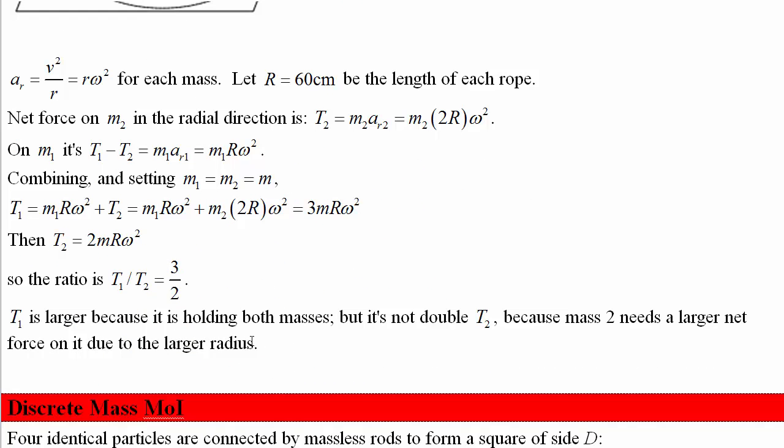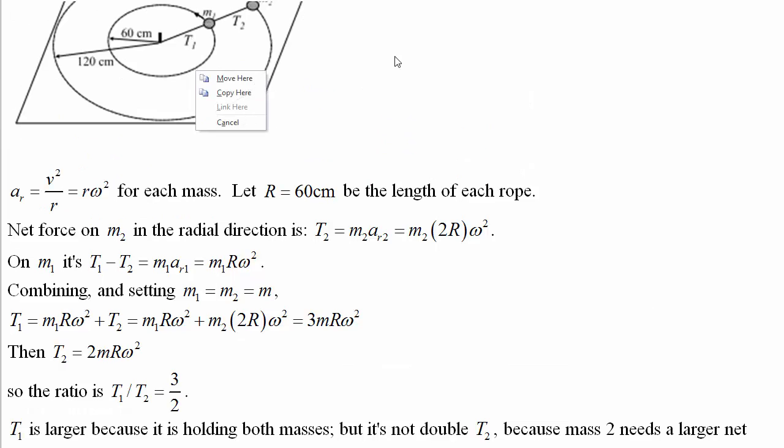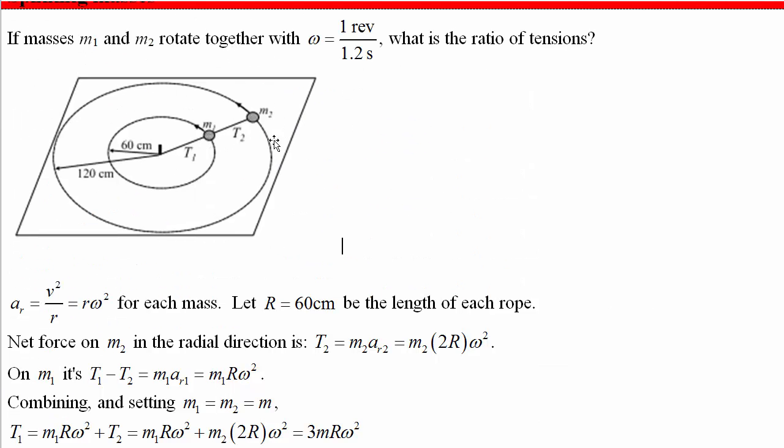T1's larger because it's holding on to both of the masses, but it's not double because the net force that's required to move this mass in the bigger circle with the same angular velocity is larger. And so mass 2 needs twice as much net force on it as mass 1 does.